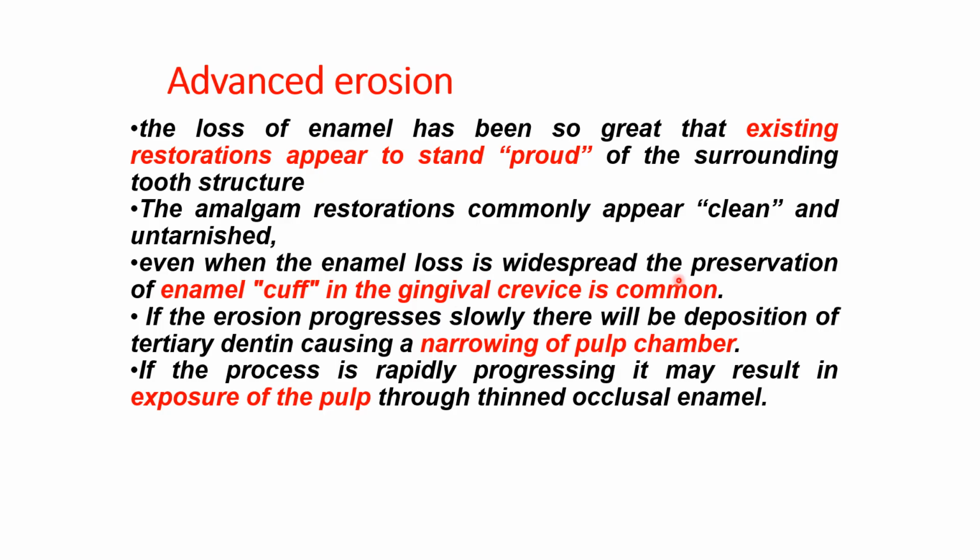And even when the enamel loss is widespread, preservation of enamel in the gingival crevice or margin area is common. That is the landmark of erosion. If the erosion progresses slowly, there will be deposition of tertiary dentine, causing a narrowing of the pulp chamber. So narrowing of the pulp chamber can also be seen. And if the process is rapidly progressing, it may result in exposure of the pulp, and there may be a need for root canals there, through thin occlusal enamel. So narrowing of the pulp chamber can be there, and exposure of the pulp can also be there, and proud restorations are seen in the advanced lesion of erosion.